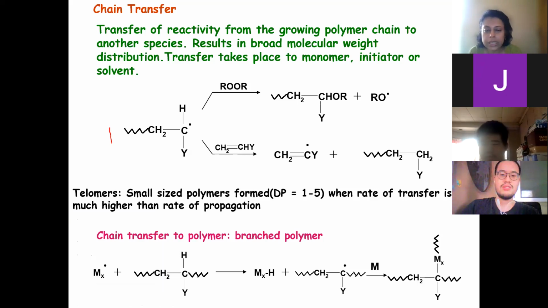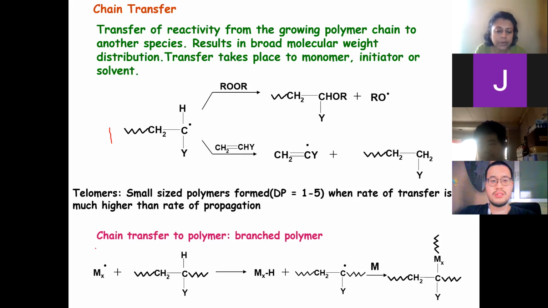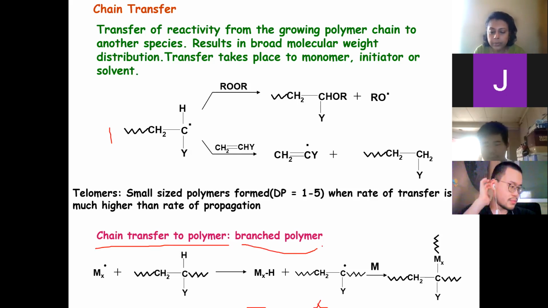If there is a chain transfer, you end up with broader molecular weight. And sometimes you end up forming telomers, which are really very small size polymers. But one transfer, which is chain transfer to the polymer, is desirable if we decide to make branched polymer.